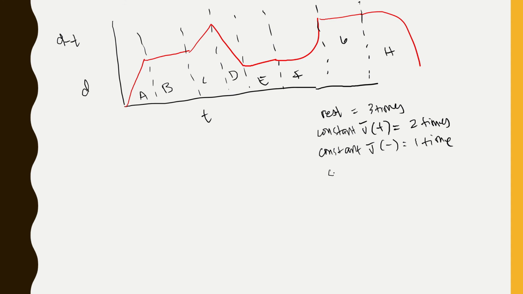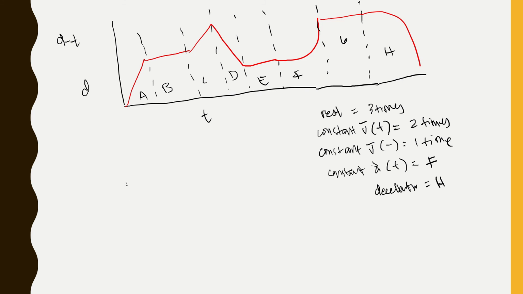Constant acceleration is in the positive direction, or constant acceleration positive is segment F. Constant deceleration is segment H. So, I hope by this time you understand now the implications just by looking at the different graph trends that you can see right now.